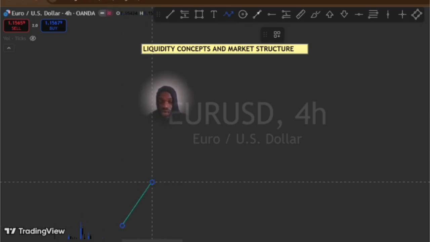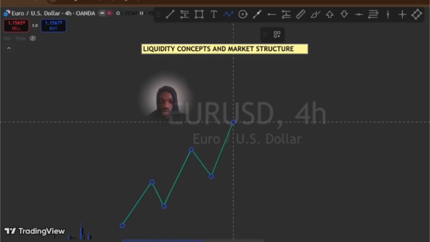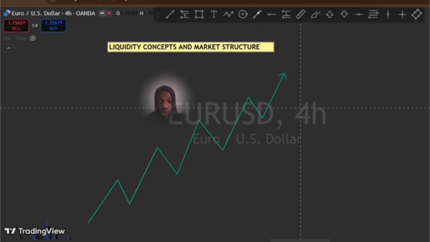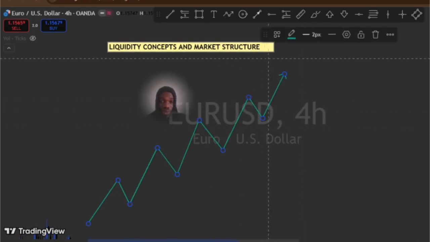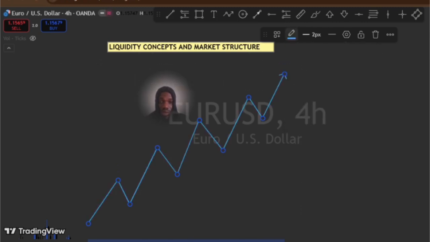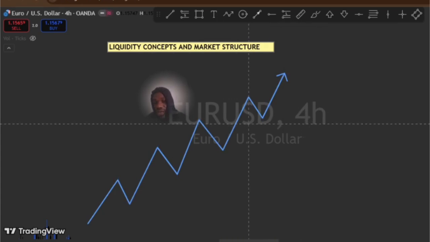This is a higher high, this is a higher low, this is a higher high, this is a higher low, and so on. So we could see that the market is in a bullish trend. Let's change this color to blue. The market is ranging up, forming higher highs and higher lows.